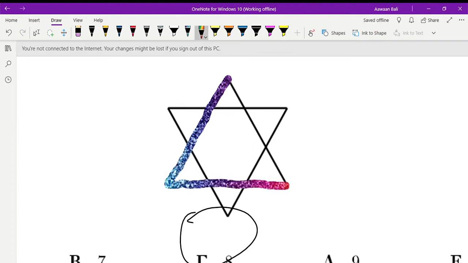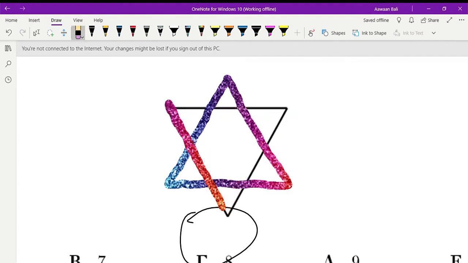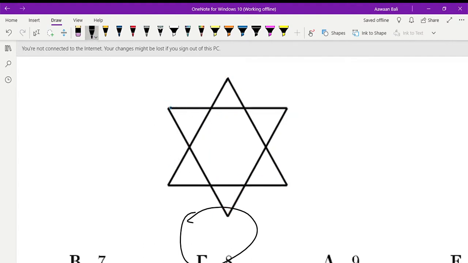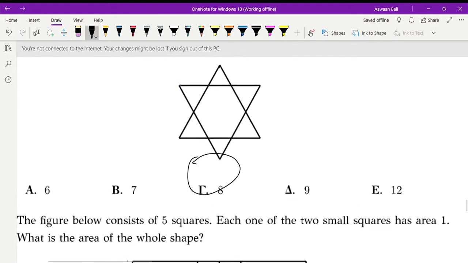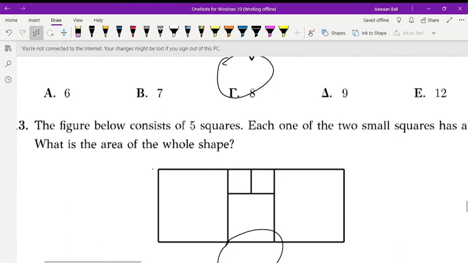there's one here, and there's one here. And these two triangles basically make the whole figure. So basically, you can say there's two more, and if you count, you can only find 8. There's no more or less, so we can say that's gamma 8.